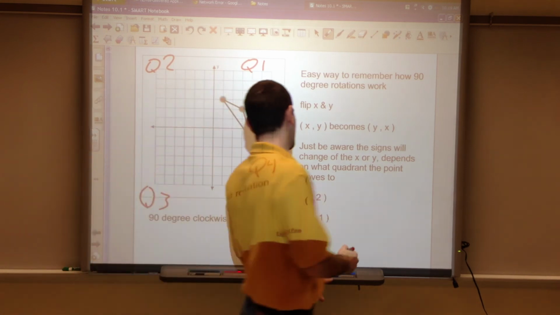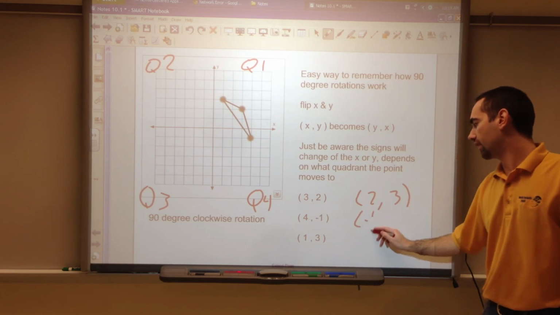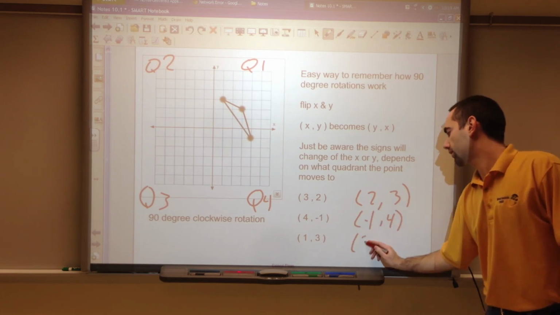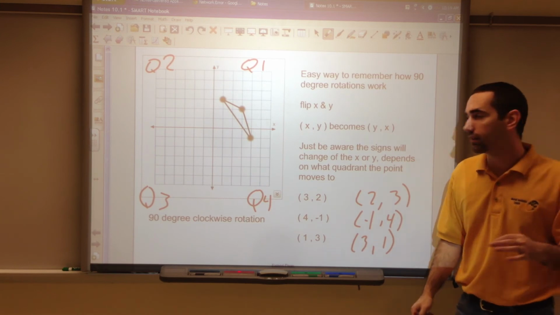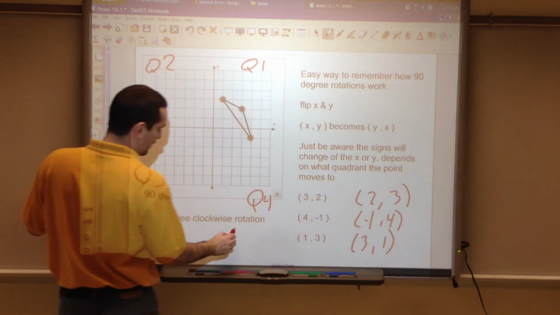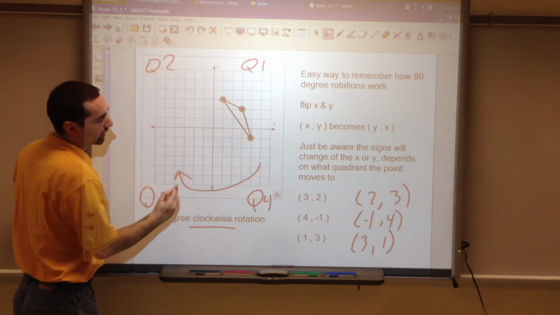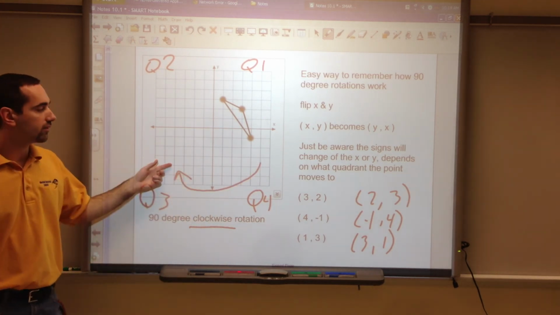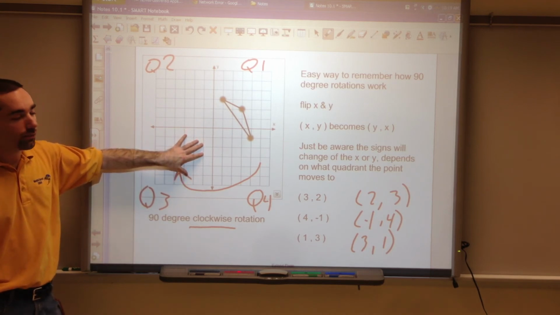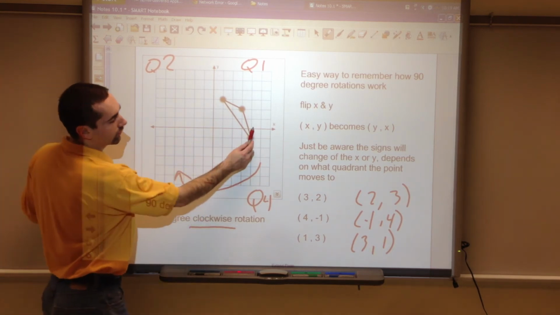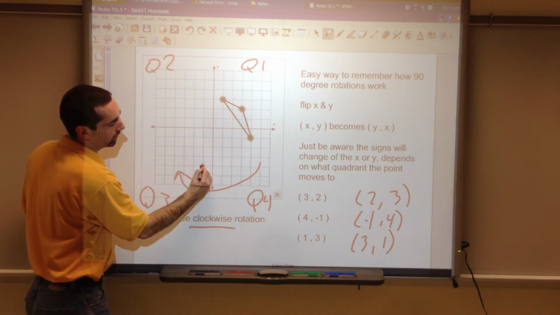So what I'm going to do is I'm just going to flip these. 2, 3, negative 1, 4, 3, 1. I'm going to ignore the negative signs and just think about what quadrant I'm in. I'm rotating clockwise. So this point is being rotated into this quadrant. That's at negative x and negative y. So it's 4, 1. So it's become negative 1, negative 4.